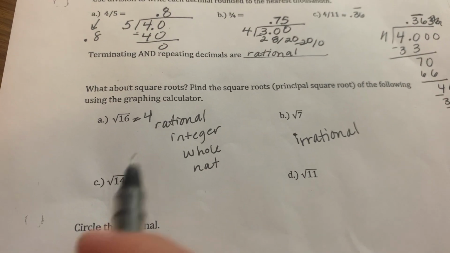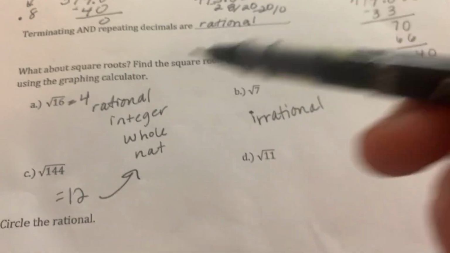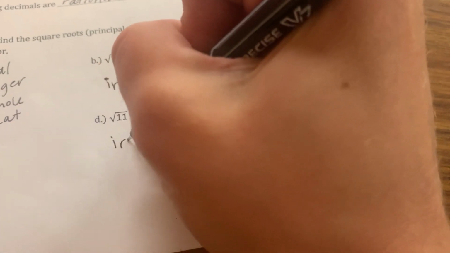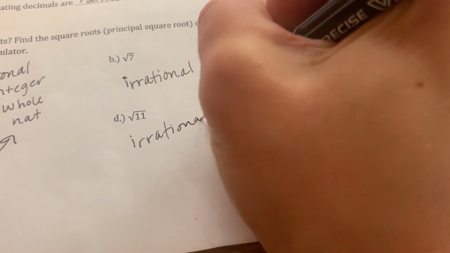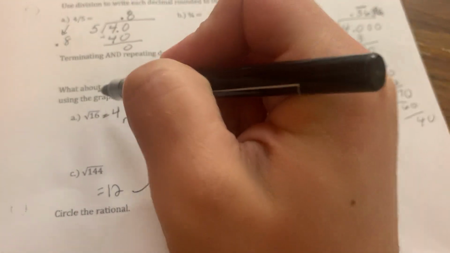Square root of 144, we should know that. That's 12. So it's the same thing. It's a natural number, a whole number, an integer, and rational. And the square root of 11, I don't know that one offhand. Let's try that. Nothing repeats, so it's irrational. It says circle the rational. Swoop, swoop. Okay.